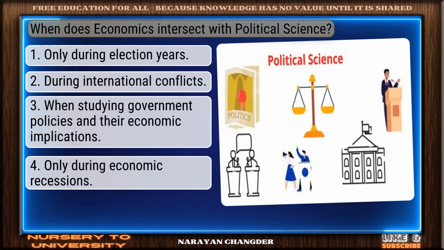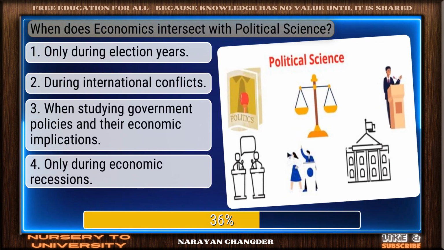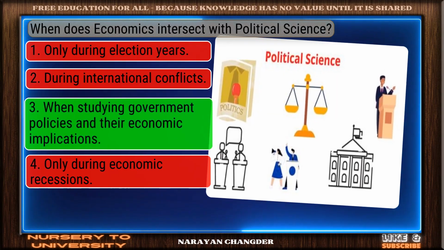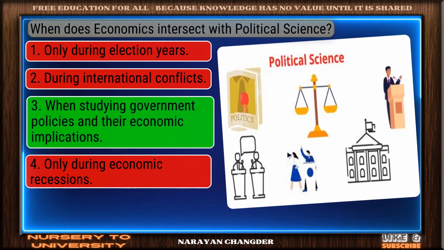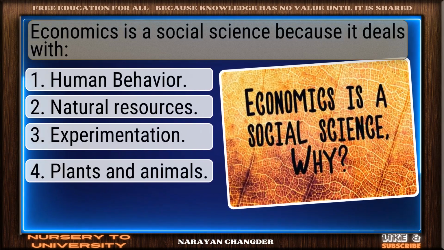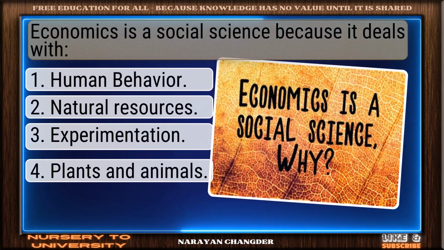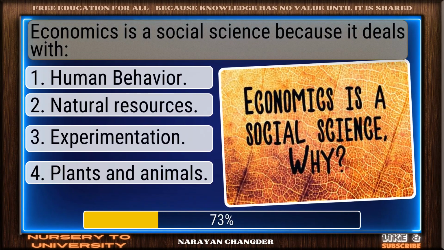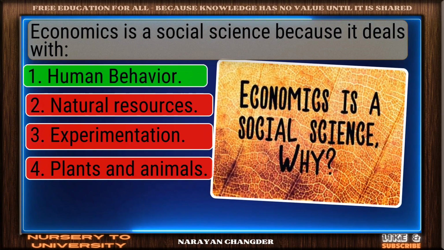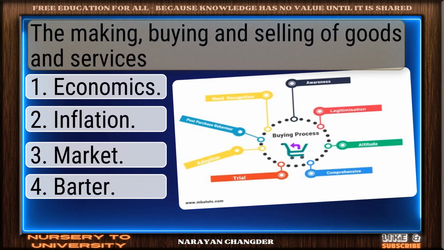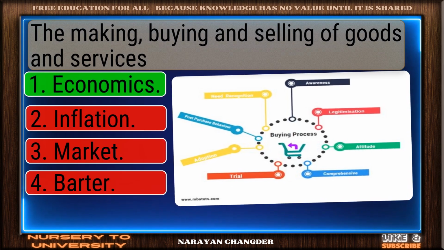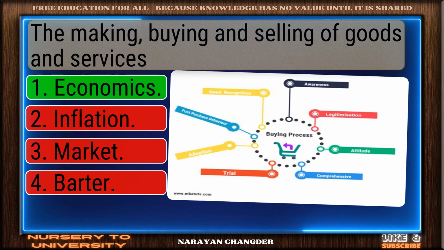When does economics intersect with political science? Good thinking. When studying government policies and their economic implications is the right answer. Economics is a social science because it deals with. Well done. Human behavior is the right choice. The making, buying, and selling of goods and services. Nicely done. Economics is a solid answer.